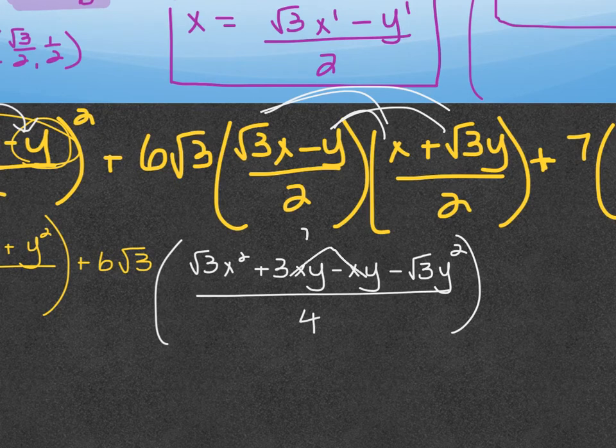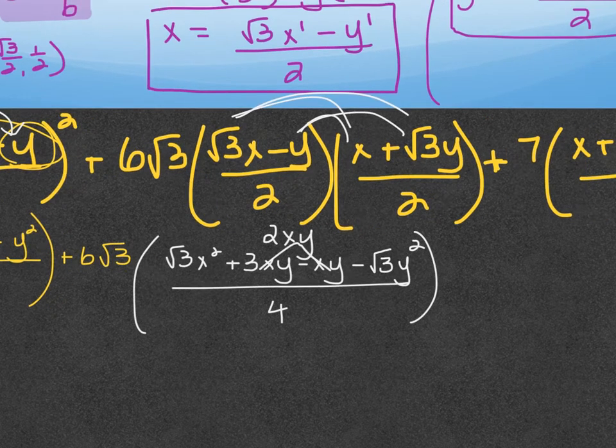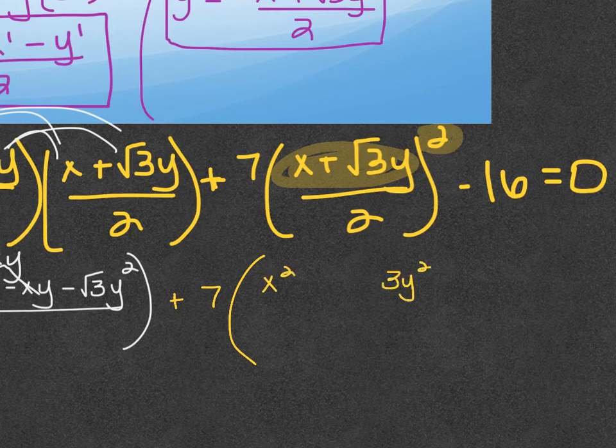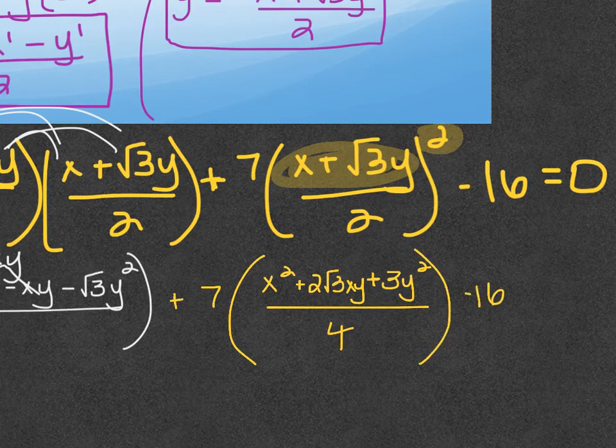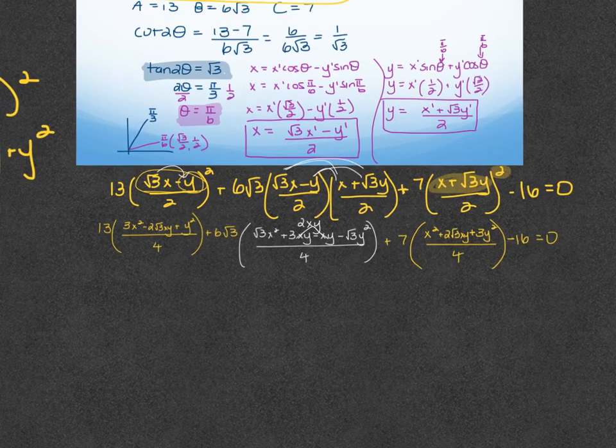And then this becomes 2xy, a positive 2xy. Questions on that one? Okay, then comes plus 7 times, this time this is squared. So I can use the shortcut, first squared, last squared, double the product. And then 2 squared is 4. Minus 16 equals 0. Question so far?